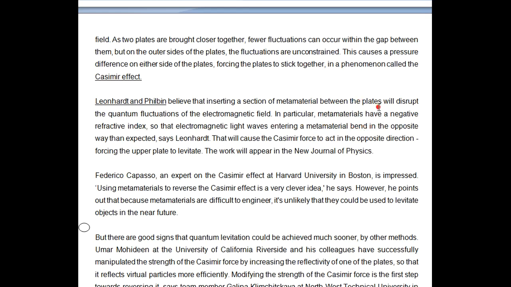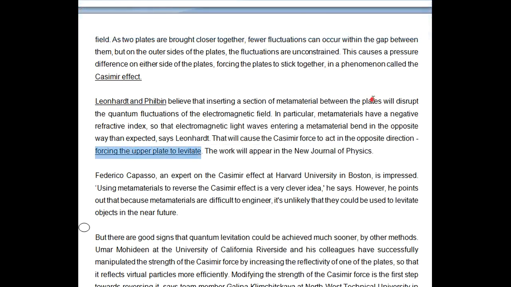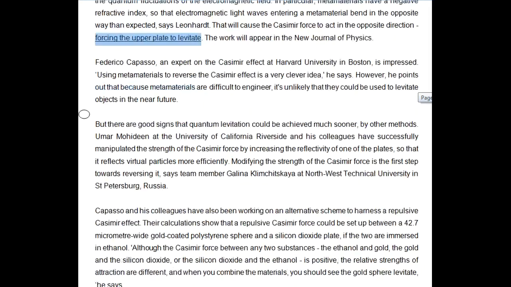So first it is saying the quantum fluctuation is disrupted. Second, it is saying it will bend in the opposite way. That will cause the Casimir force to act in the opposite direction, forcing the upper plate to levitate. Okay, it will force the upper plate to levitate. So those are the points I have now, and I'll go back.